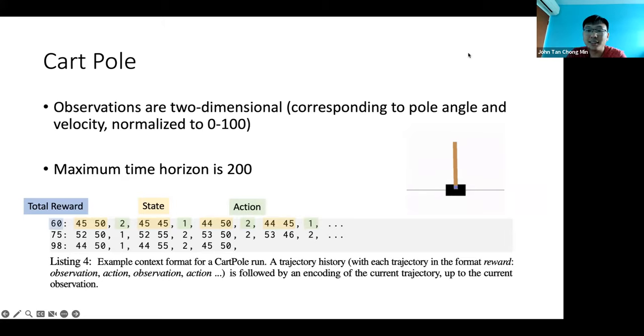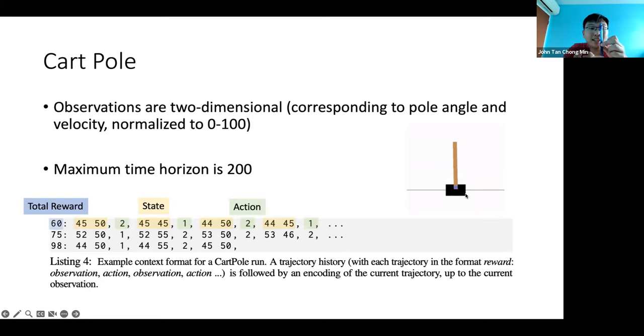So what is this CartPole thing? The CartPole is basically a very traditional control problem. Imagine you have this pole. This pen is the pole. You want to balance it, and this finger over here is the cart. If I want to balance it, I can only move the cart either left or right, and I try to balance it as long as possible.